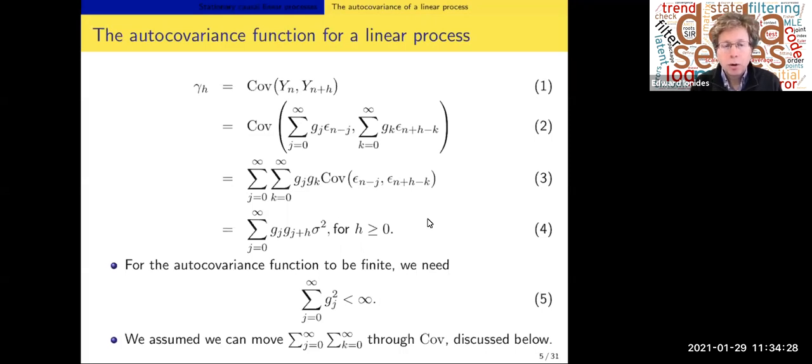So we can see, and depending on the g's, this sum might be finite, it might be infinite. If the infinite sum is finite, then you say the sum exists.